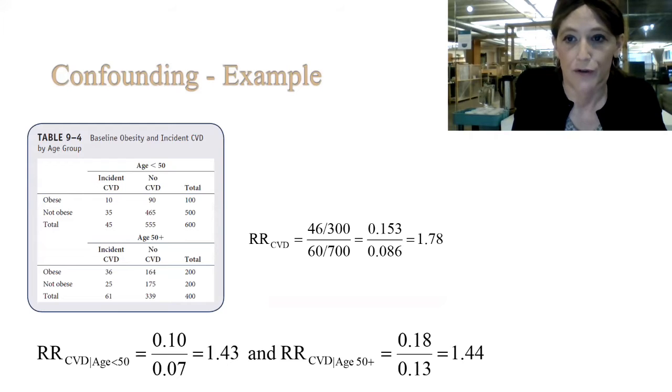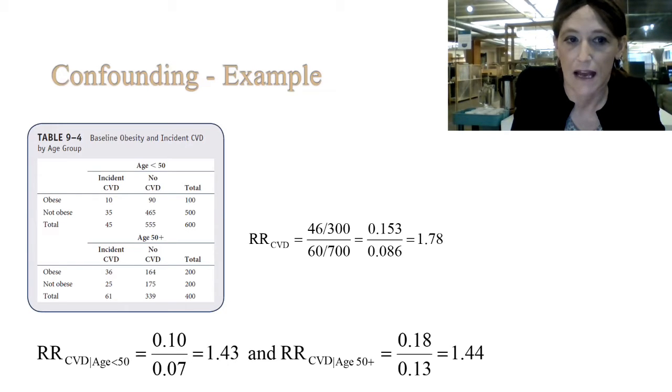So remember, our crude relative risk was 1.78, and we're going to say that was also statistically significant. We see when we stratify the results that the relative risk among those less than age 50 is calculated to be 1.43, somewhat lower than the overall. Likewise, in the older age group, we also get a very similar relative risk of 1.44. So this situation where we see that the crude relative risk is higher than either of the two stratified relative risks is a sign that there's confounding.